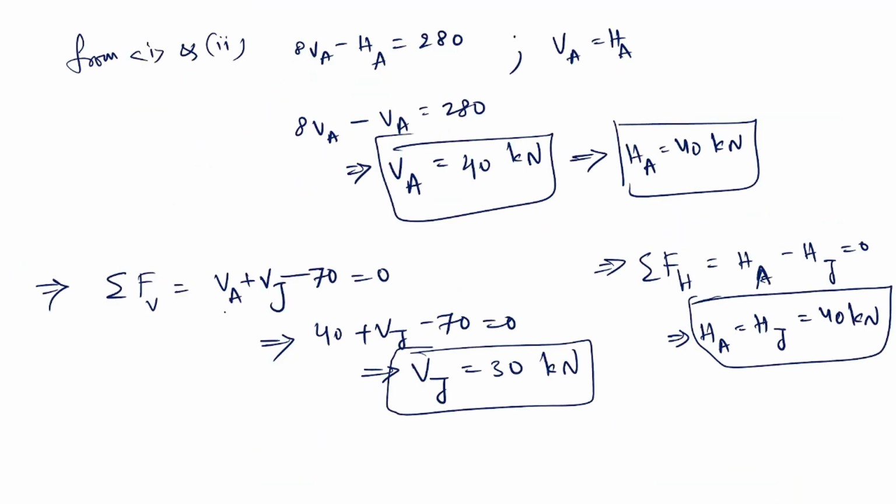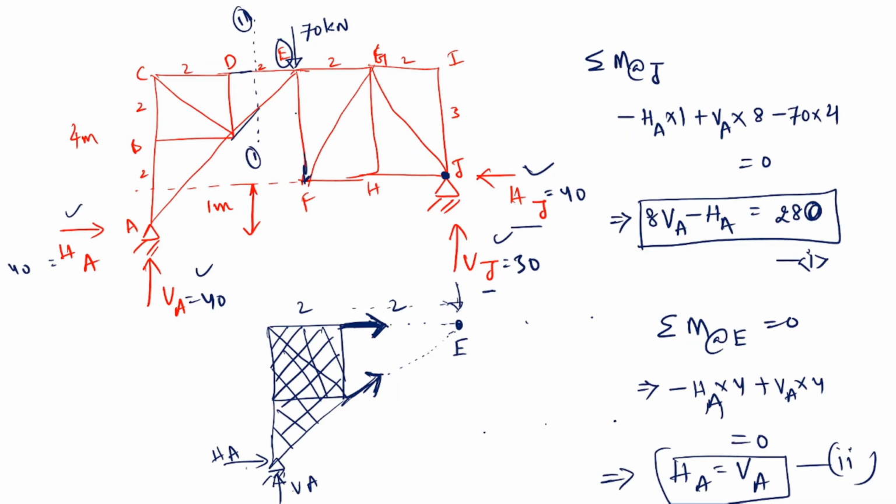Now what do we need? We need the force in this member, FE. For that, in the method of sections, one of the rules is you have to cut the section in such a way that it passes through that member, so that it will be easy. So I will cut like this. My second section is cutting through these members, EG and EF. Now I'll take the right side of section 2.